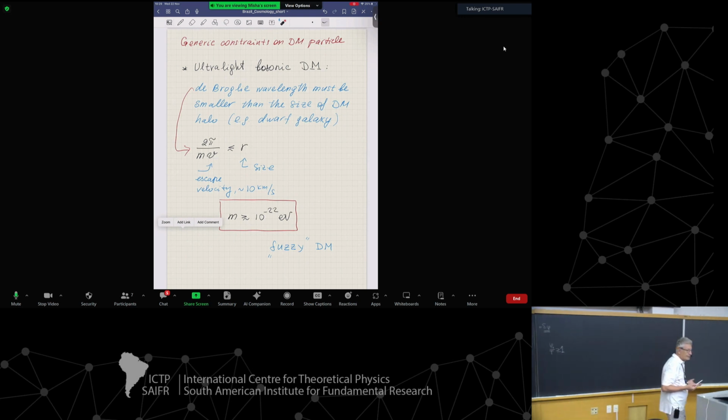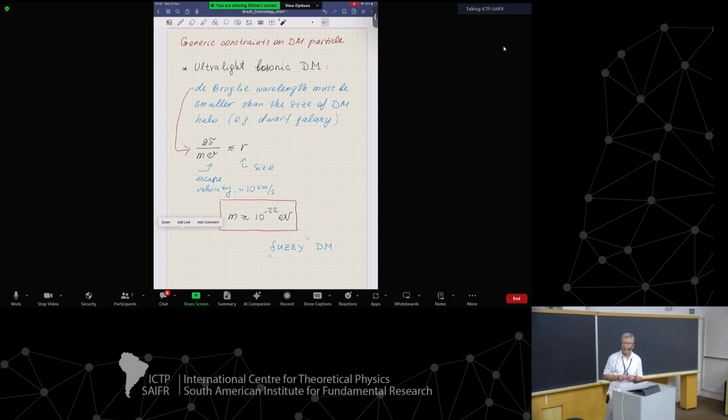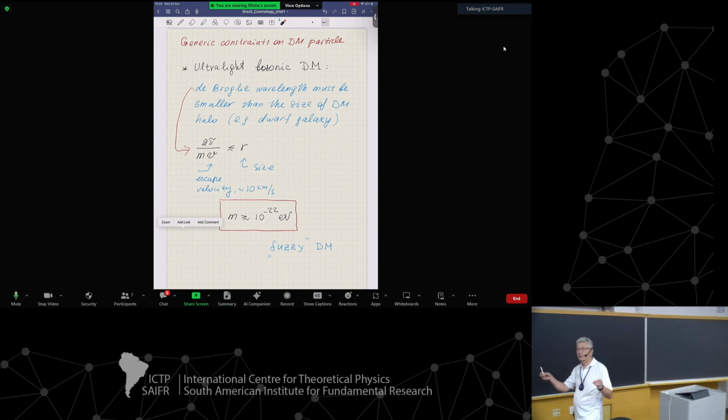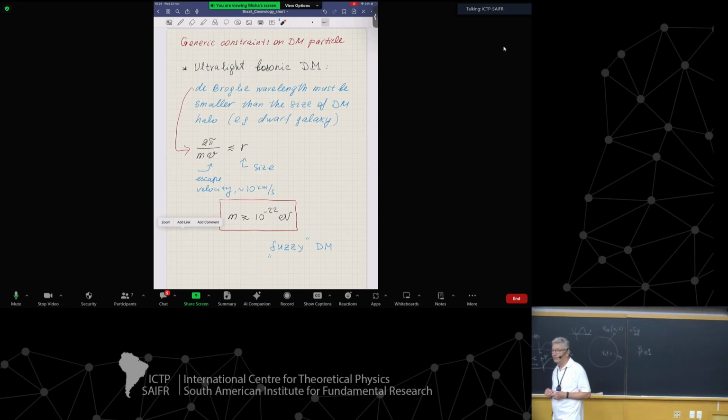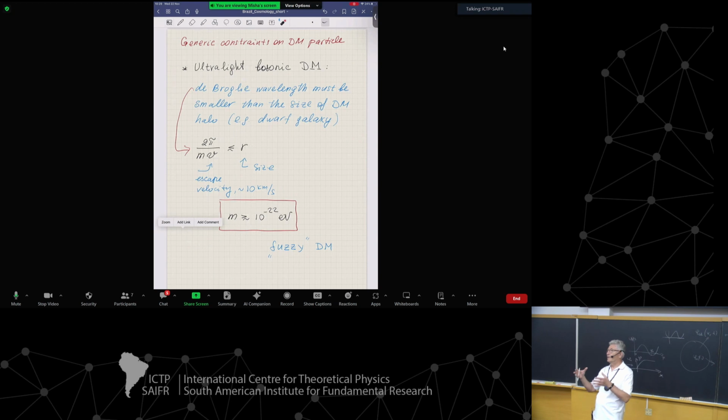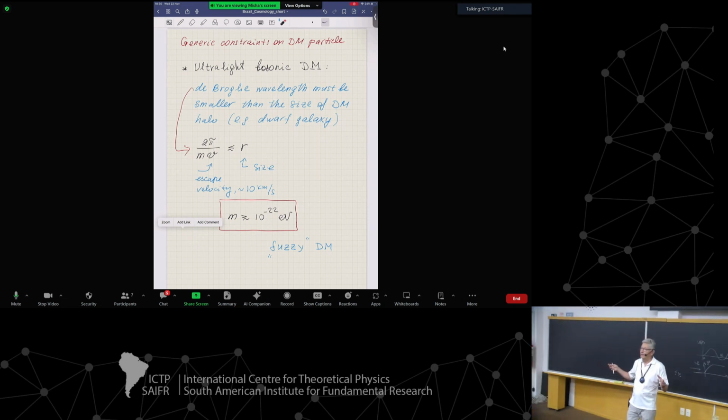There is yet another constraint, which is the following. If the mass of a bosonic particle is very, very small, then this particle cannot be concentrated in a very small volume. So it has a de Broglie wavelength just from the uncertainty principle. And so the constraint is the following.